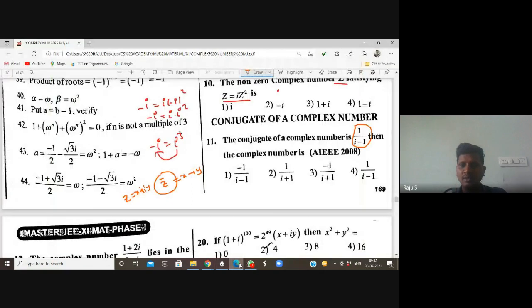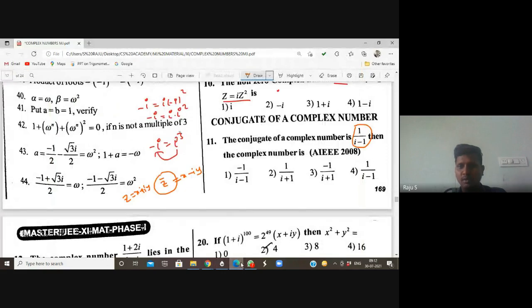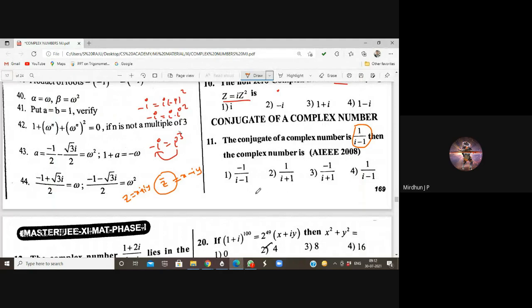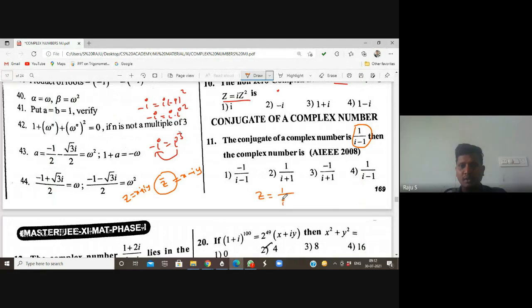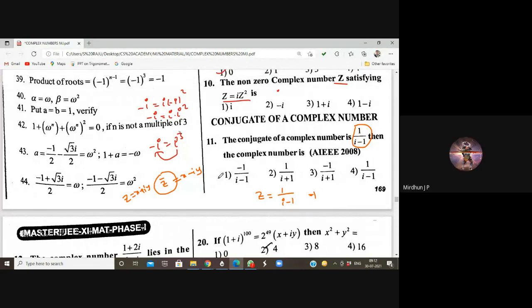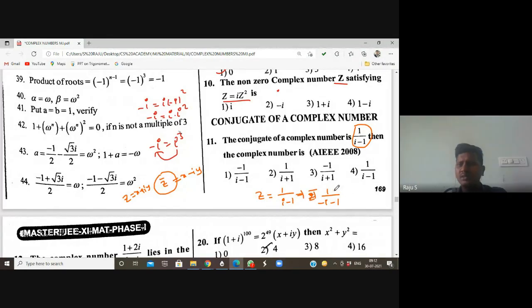So what is the answer here? Sir, directly, they ask to simplify further. And directly we can write here 1 by iota minus 1. So 1 by iota minus 1, sir. So 1 by minus 1 plus iota we can write, sir. Z conjugate directly, so no need to change to standard form. Replace iota by minus iota. What is the answer then? Third option.